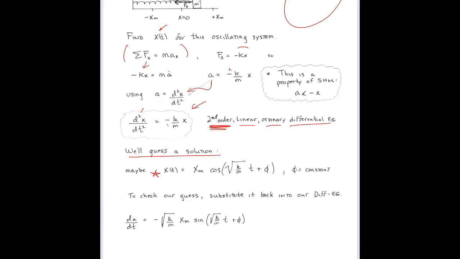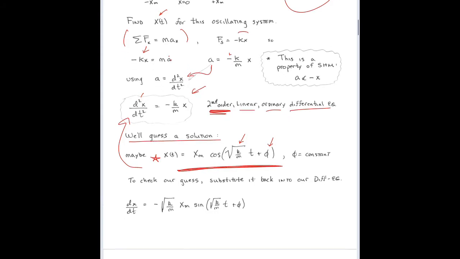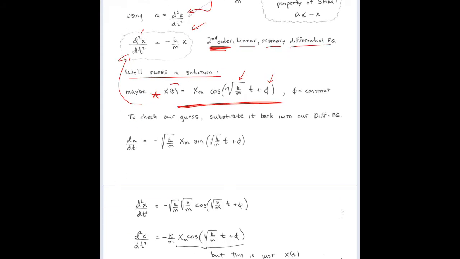Now, you'll see why I have the square root there. Remember, phi is just the phase constant. Now, how do I know if that guess even works? Well, you plug it back in here and you check. You take two derivatives of that function with respect to time and see if you get minus k over m times the same function back. So let's take one derivative. I'm going to take one derivative with respect to time of that.